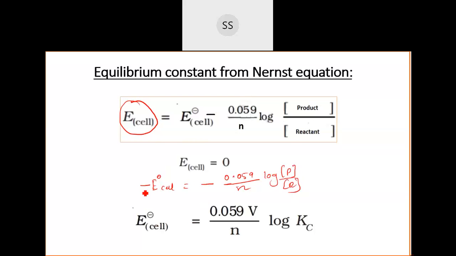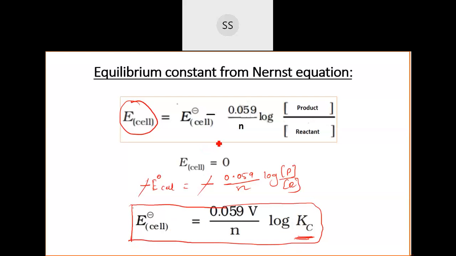Okay, this is how the equation will be. Now this minus and minus I can cancel, so you'll get E naught cell is equal to 0.059 by n log of Kc. That product by reactant we are taking as Kc. This is how you write the constant value, product divided by reactant. So you replace that and put the K value there. That's it. This is the equation you need to remember for the equilibrium constant and E naught cell. If you know the Nernst equation, the only change you need to make is that the E cell value becomes 0, so take that as 0 and shift this one to that side.